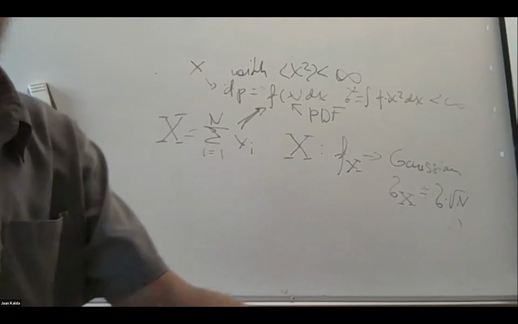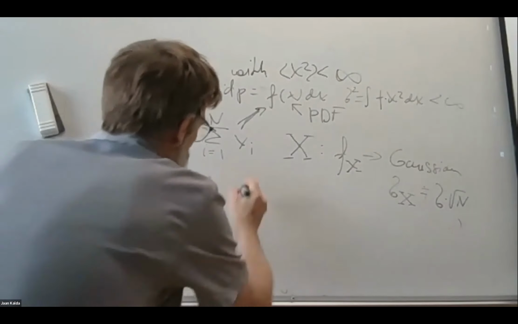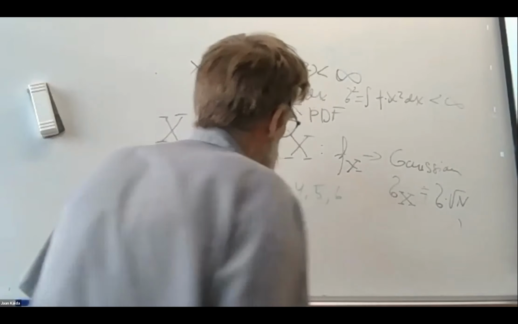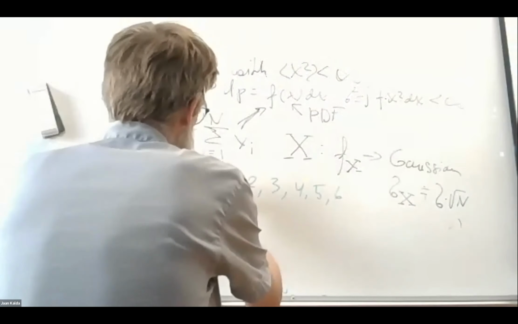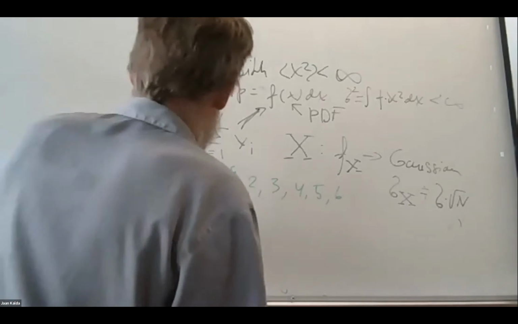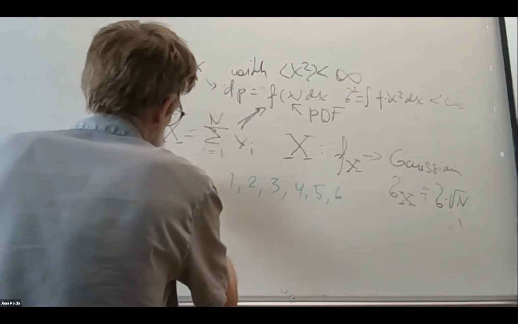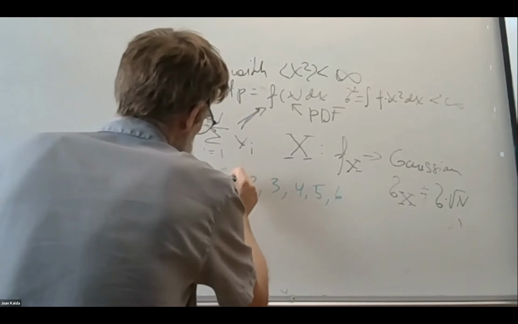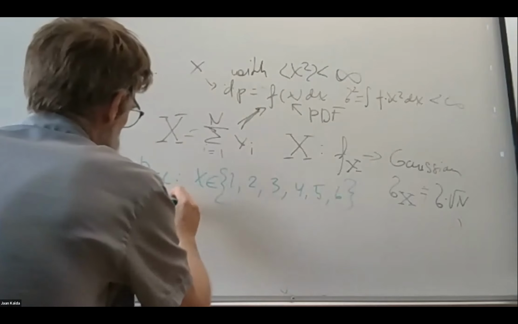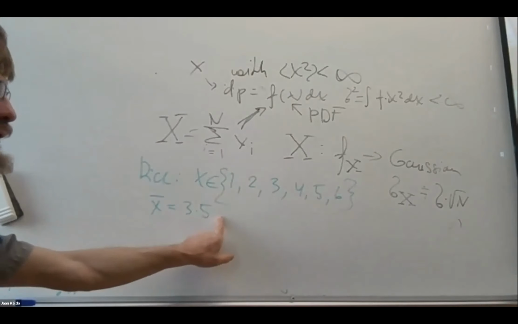Okay, let me write down here also. Dice: 1, 2, 3, 4, 5, 6, equally distributed. Now, this is x, equally possible values. x belongs to the set like that. Okay. Now, x average is 3.5. Now, what is the standard deviation sigma here?